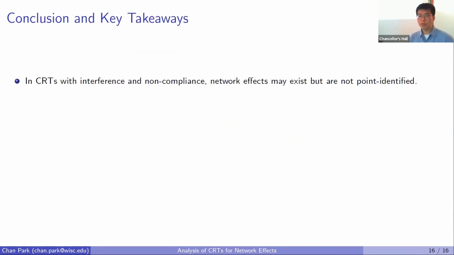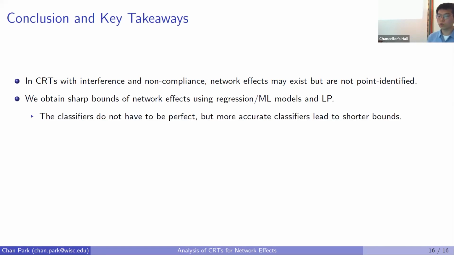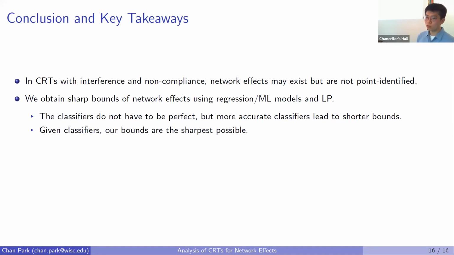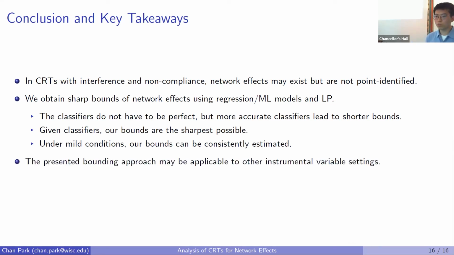So let me briefly summarize what I have discussed. In CRTs with interference and non-compliance, network effects may exist but are not point identified. So we consider a methodology to obtain sharp bounds of network effects using regression machine learning models plus linear programming. The classifiers don't have to be perfect, but more accurate classifiers lead to shorter bounds. Even with imperfect classifiers, our bounds are the sharpest possible. And under mild conditions, this bound can be consistently estimated. And the presented bounding approach may be applicable to other instrumental variable settings.